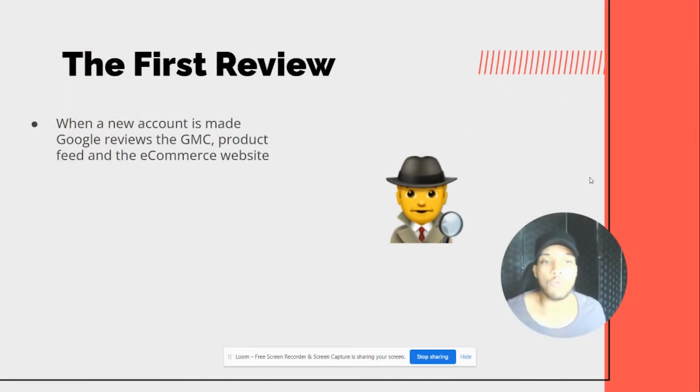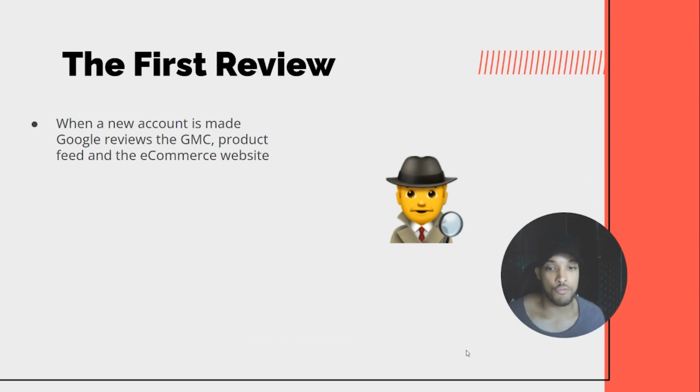All right, so now when you're first making a review, Google's going to be checking the Google Merchant Center account, obviously, the product feed, and then your actual website, kind of like how we discussed, if it's going to do a manual review there.